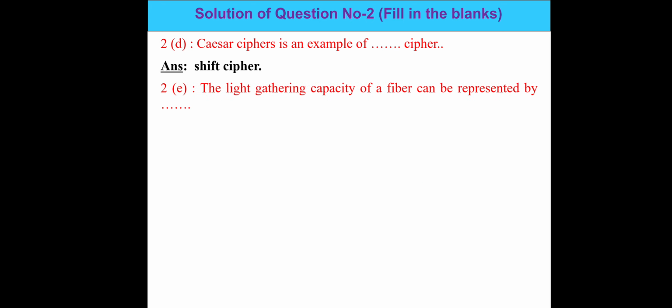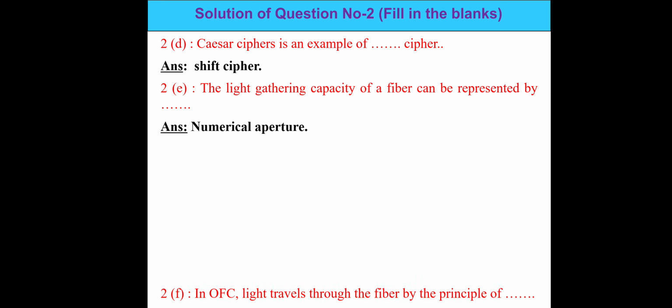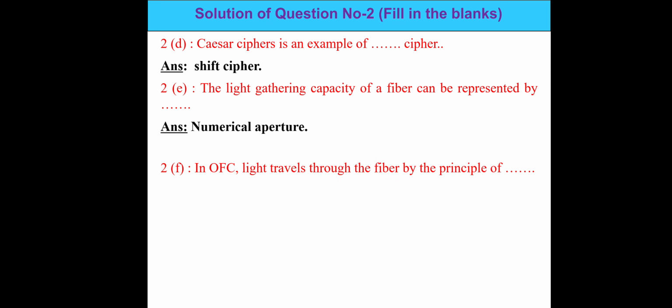So the light gathering capacity of the fiber can be represented by dash. So the light gathering capacity of a fiber can be represented by numerical aperture. So in fiber optics communication, that is OFC, light travels through the fiber by the principle of total internal reflection, from sender to receiver.